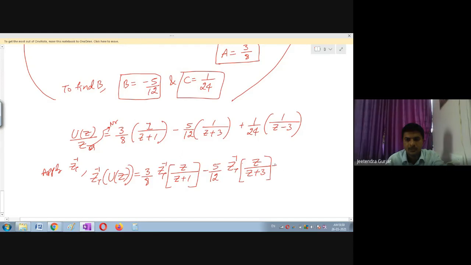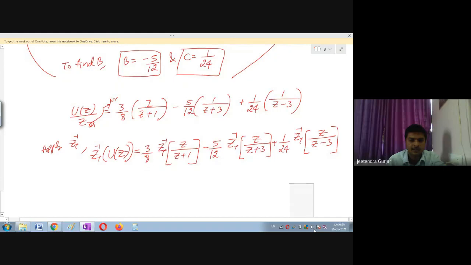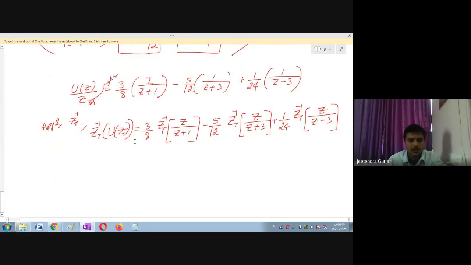See, I'm going very slow. You should understand it now. This is again the inverse z transform of z divided by z minus 3, students. So very easily you can see you applied the z transform at the last part using the standard formulas.